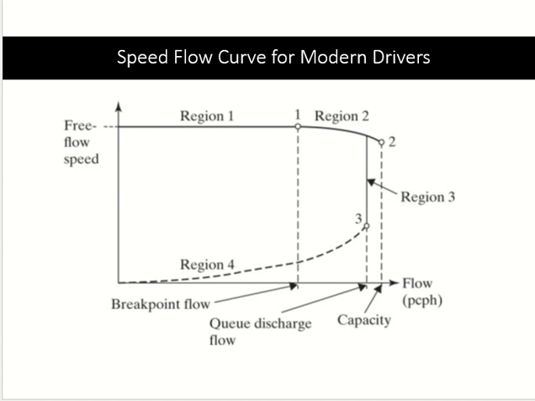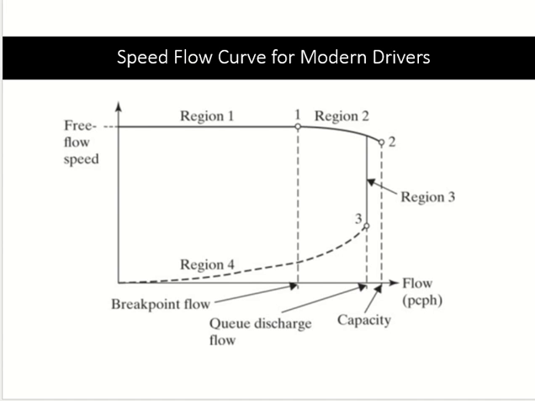So this is the first portion, the straight line. Flow is increasing, but the speed is the same. No drop in speed, until you reach a point they call the break point. So up till the break point, there is an increase in flow, no decrease in speed. Then from the break point till point 2, you see the curve.